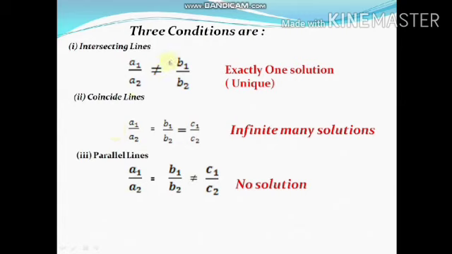So student, there are three conditions. For intersecting lines, a1 upon a2 is not equal to b1 upon b2, and we will get exactly one solution. For coincident lines, a1 upon a2 equals b1 upon b2 equals c1 upon c2, and there are infinitely many solutions. And for parallel lines, a1 upon a2 is equal to b1 upon b2, not equal to c1 upon c2, and there is no solution. Hope now you have understood how we can solve a pair of linear equations graphically, and without the graphical method how we can check whether the given lines will intersect, be parallel or coincide.